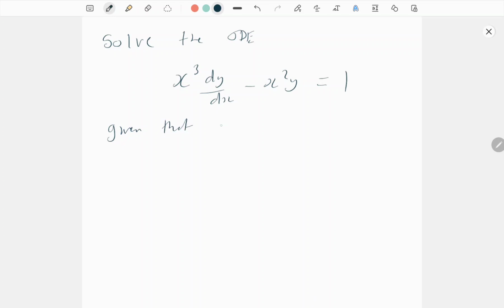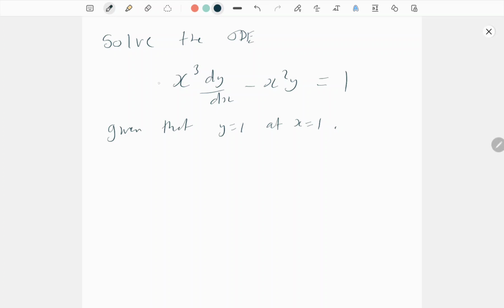So imagine we want to solve the ODE x cubed dy by dx minus x squared y equals 1, given that y equals 1 at x equals 1. So when x is 1, y is 1. So it's asking for a particular solution. It's a first order ODE.